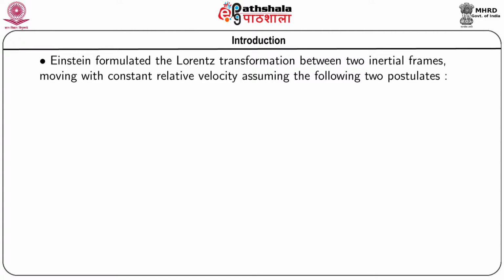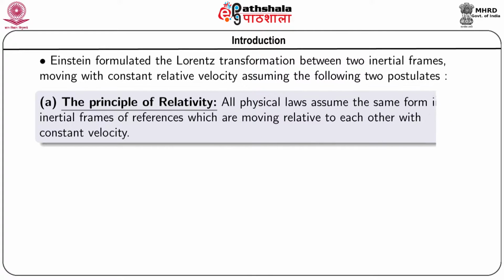Einstein formulated the Lorentz transformation between two inertial frames moving with constant relative velocity, assuming the following two postulates. Actually, special theory of relativity is totally dependent upon these two postulates. The principle of relativity states that all physical laws assume the same form in all inertial frames of reference which are moving relative to each other with constant velocity.